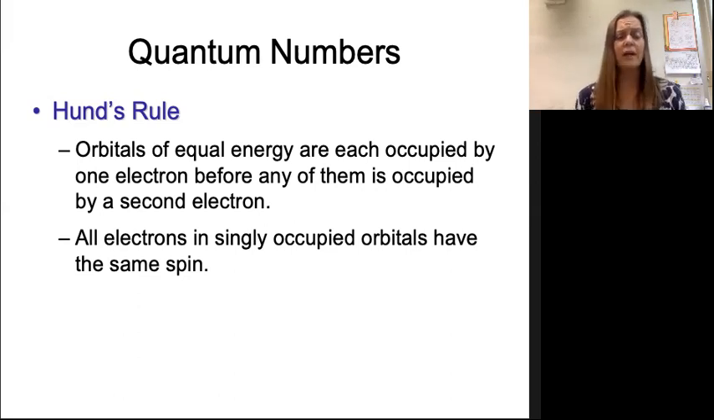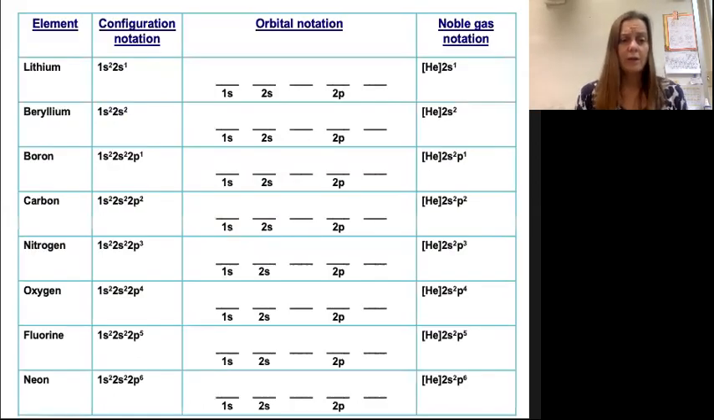So let's take a look at how we do electron configuration. So here's a few of our early elements, and we have configuration notation and we have orbital notation. And I like using orbital notation because I think it helps you to visualize where those electrons are. So if we look at lithium on the periodic table, we can see that it's element number 3. So we know that that means that it has 3 protons and 3 electrons. And so we know that the first 2 electrons are going to go into the 1s orbital because that's the lowest energy orbital.